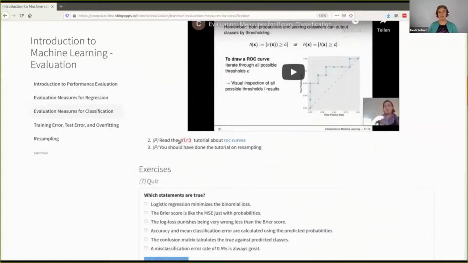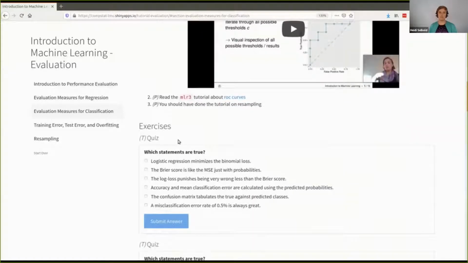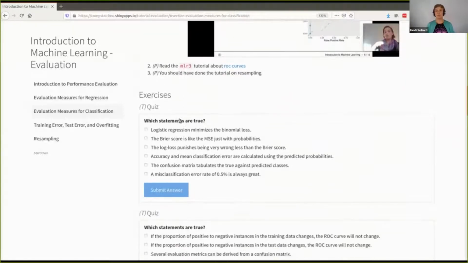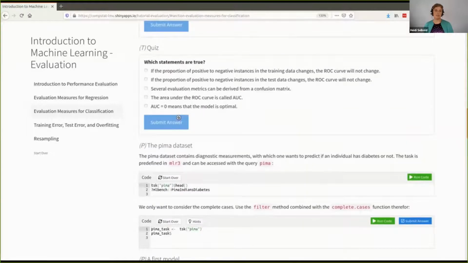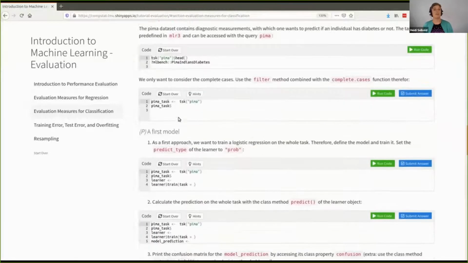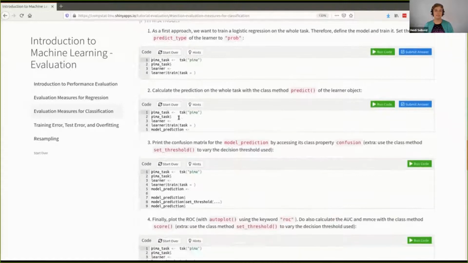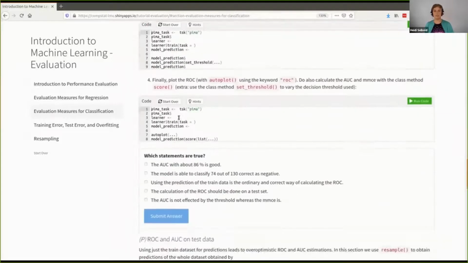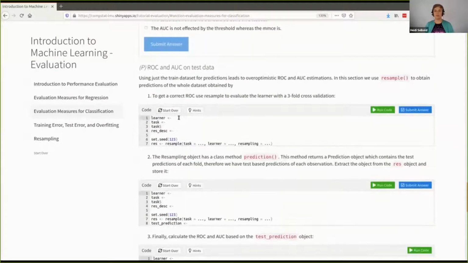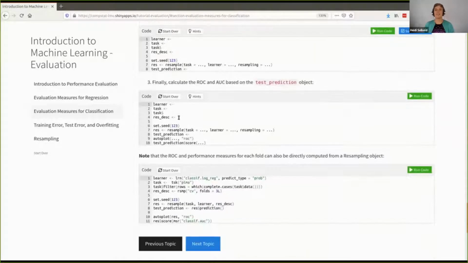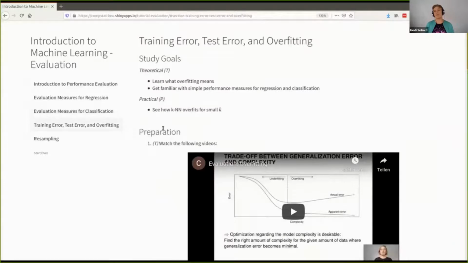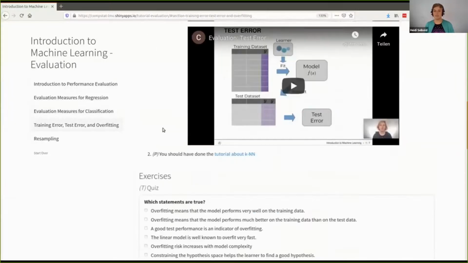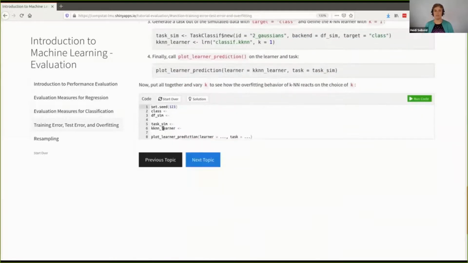And then also students are supposed to read a little bit and also should have done one of the other learning compendia. And then you can see here some quizzes and also some online coding exercises that the students can then do. And then if they run the code and submit their answer, then they get a notification whether what they did was correct or not. And they also get the correct solution.